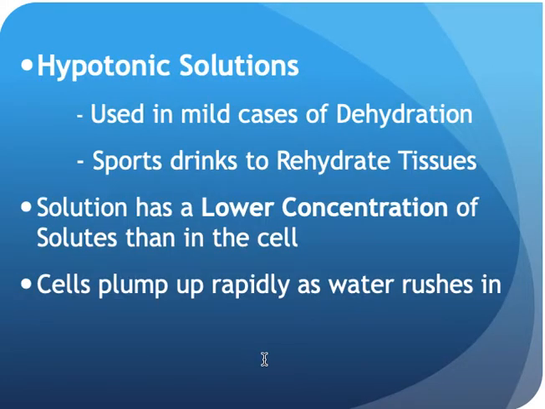So hypotonic solutions, this is just an example here, are going to be used in mild cases of dehydration. And again, this is my sports drinks. We're going to use them to rehydrate tissues. What they do is create these so that the solution has a lower concentration of solutes than in the cell. And again, when I expose these cells to this type of solution, the water is going to rush into the cell, and then I can rehydrate a little bit.